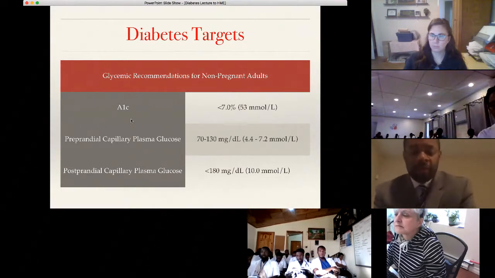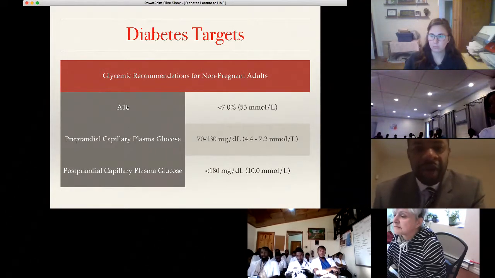Now, in general, our goal for outpatient is for a hemoglobin A1C of less than 7.